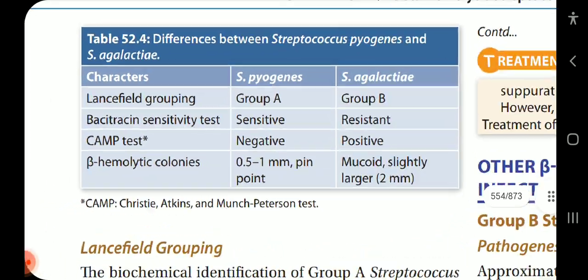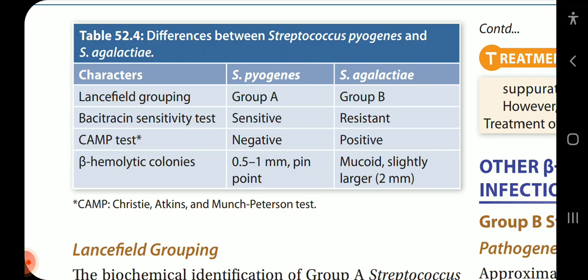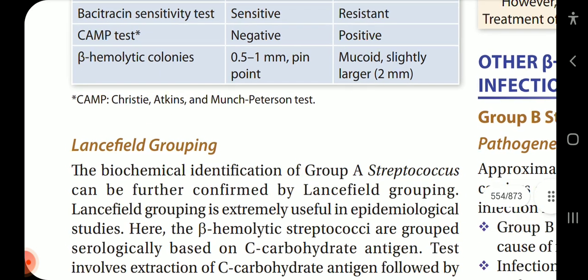Now, the difference between Streptococcus pyogenes and Streptococcus agalactiae. Lancefield grouping: Streptococcus pyogenes is group A and Streptococcus agalactiae is group B. Bacitracin sensitivity test: Streptococcus pyogenes is sensitive while Streptococcus agalactiae is resistant. CAMP test: Streptococcus pyogenes is negative while Streptococcus agalactiae is positive. Beta-hemolytic colonies: Streptococcus pyogenes is 0.5 to 1 mm pinpoint, while Streptococcus agalactiae is mucoid and slightly larger, 2 mm.